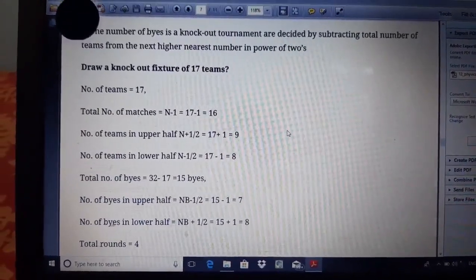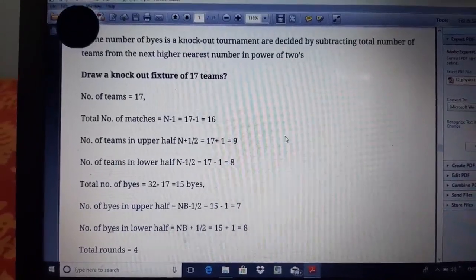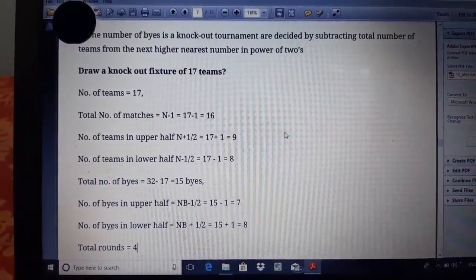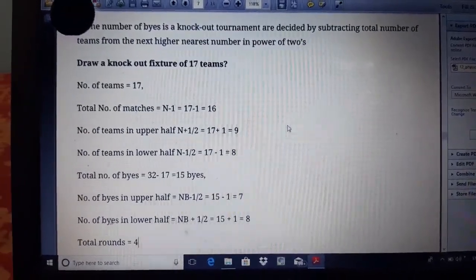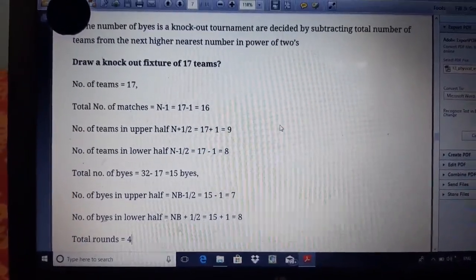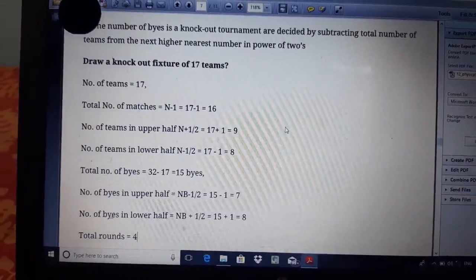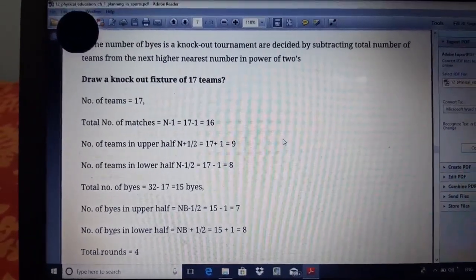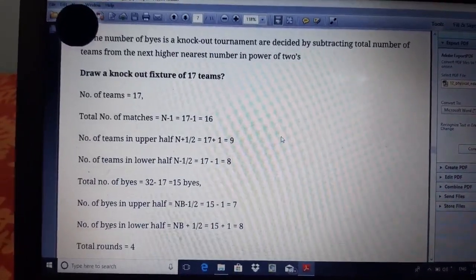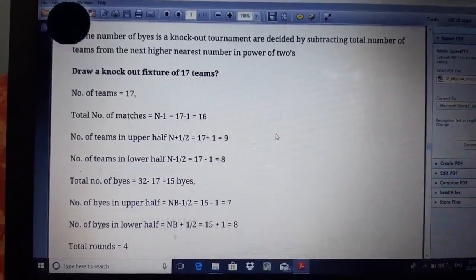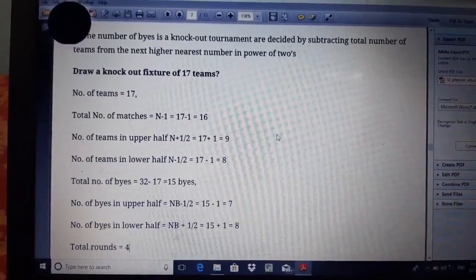Okay, total number of byes. The next highest number to 17 is 32. If you calculate it, 16 twos are 32. So 32 minus 17, you are getting 15 byes. It's a huge number. Giving 15 byes is a very typical thing, so unless you are prepared with it, you won't be able to. The number of byes, this is what I am talking about.